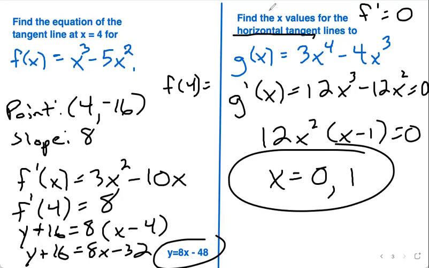And these are just two applications you're going to start to see when you're starting to take derivatives and apply another part to it, whether it be find the equation of a tangent line or find the x values for the horizontal tangent lines.